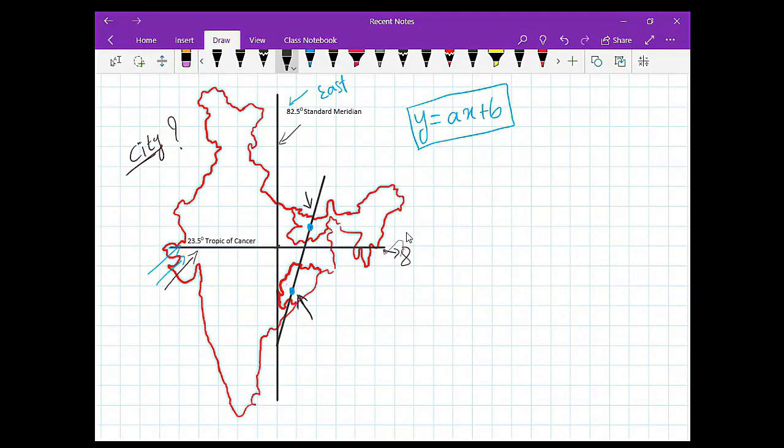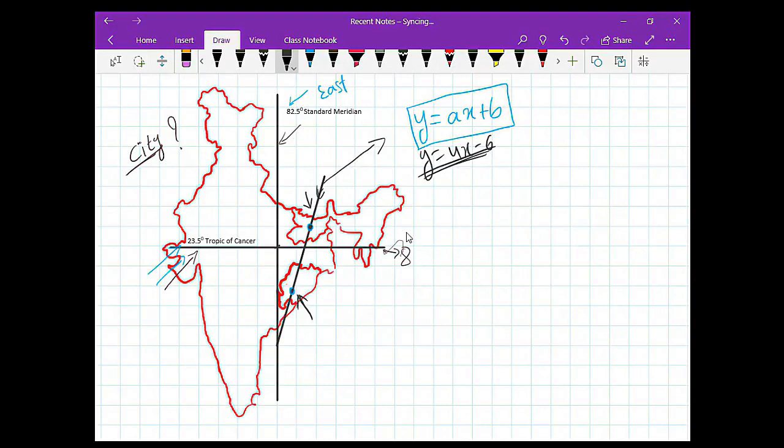When he wants to conquer Kalinga, he passes through this line. It means he is moving in this way. This is the straight line. When we join Patliputra and Kalinga, we are able to draw a straight line. A straight line we represent as y equals ax plus b, and this straight line equation is exactly y equals 4x minus 6. It means Ashoka Chakravarti is passing through this straight line y equals 4x minus 6.